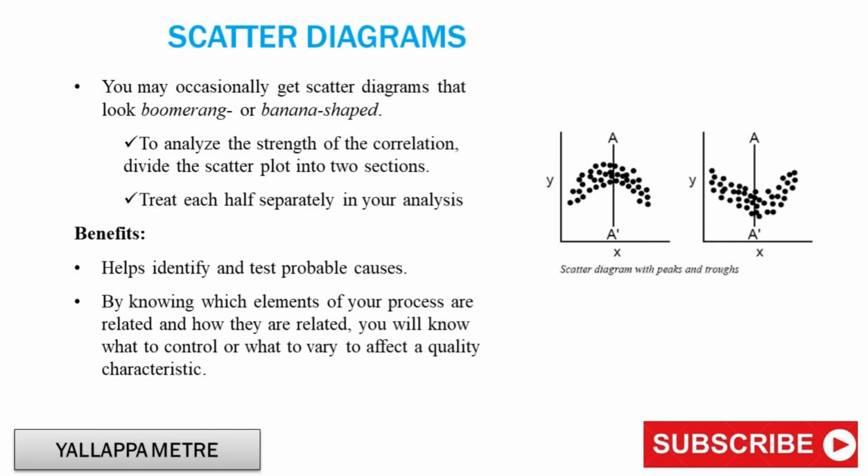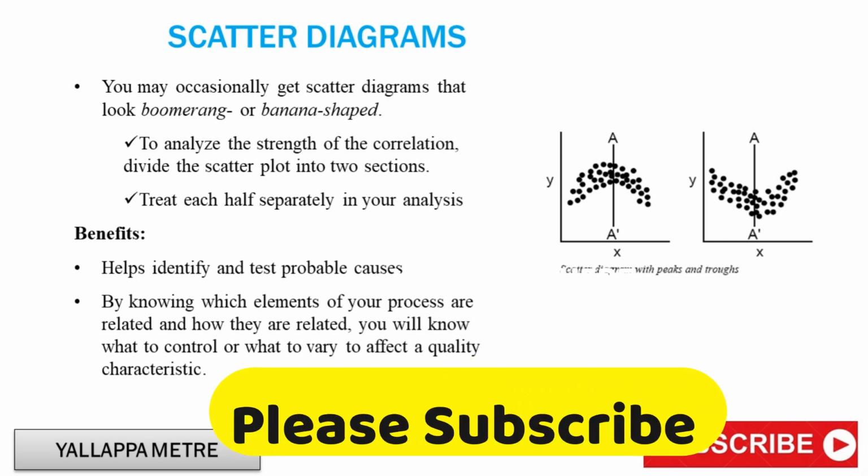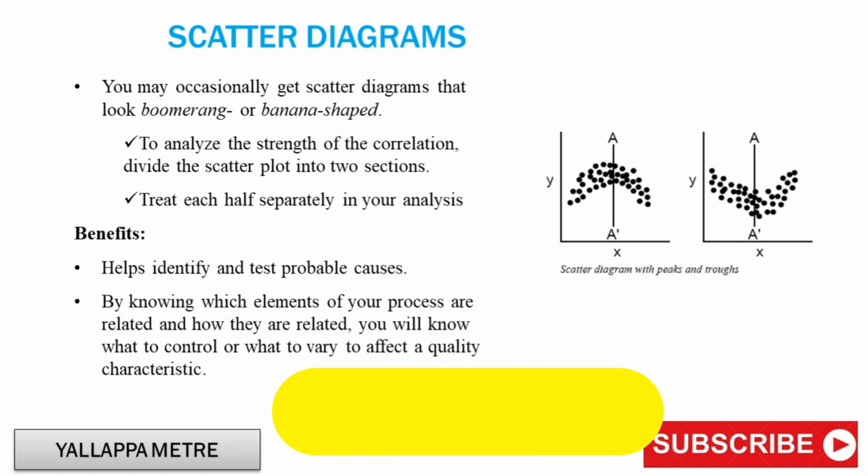You may occasionally get scatter diagrams that look boomerang or banana-shaped. To analyze the strength of the correlation, divide the scatter plot into 2 sections. Treat each half separately in your analysis. Benefits: helps identify and test probable causes. By knowing which elements of your process are related and how they are related, you will know what to control or what to vary to affect a quality characteristic.